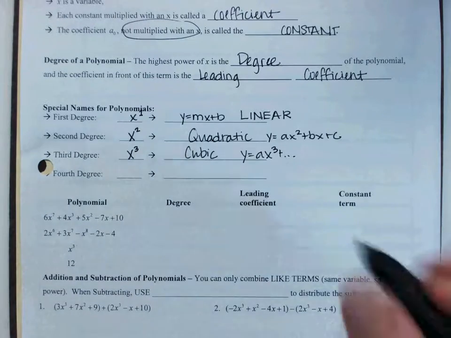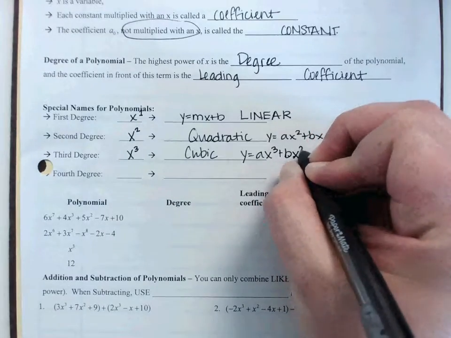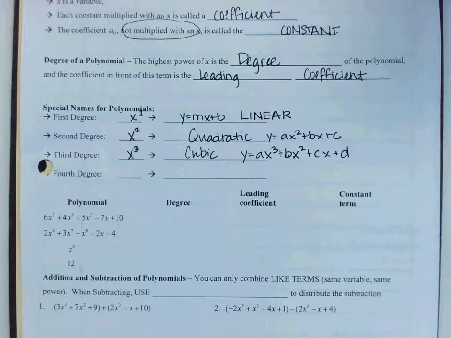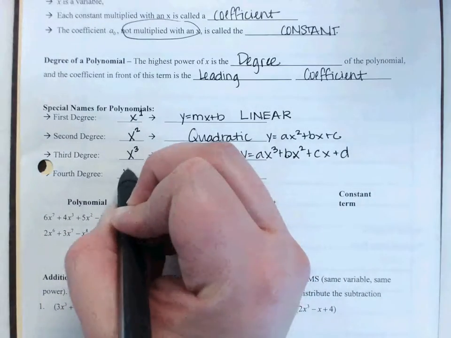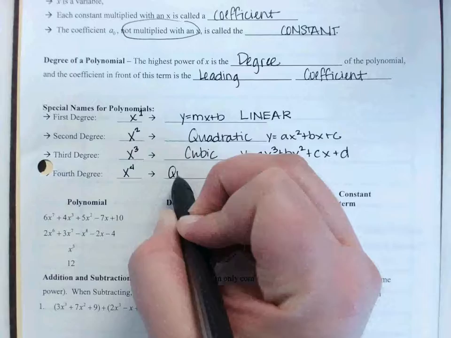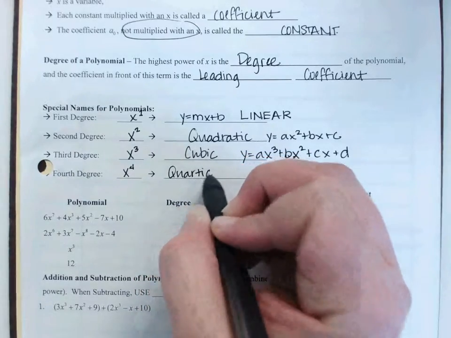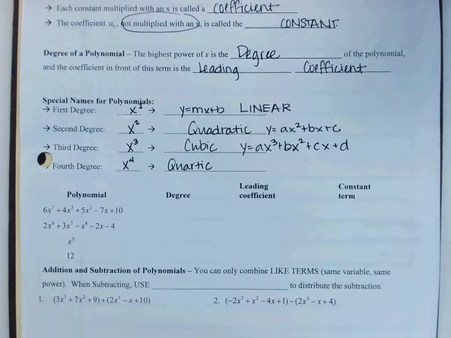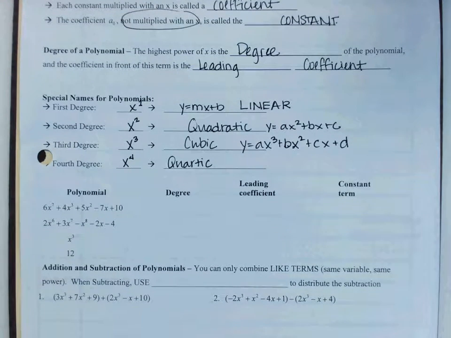Now I guess we should do it since it's your notes. So bx squared plus cx plus d. And remember, the very last letter that doesn't have an x with it is not a coefficient, it's a constant. Then your last one, which is x to the 4th, that is called a quartic. No one ever really uses that word. You should really know up to cubic, but the 4th one's called a quartic.